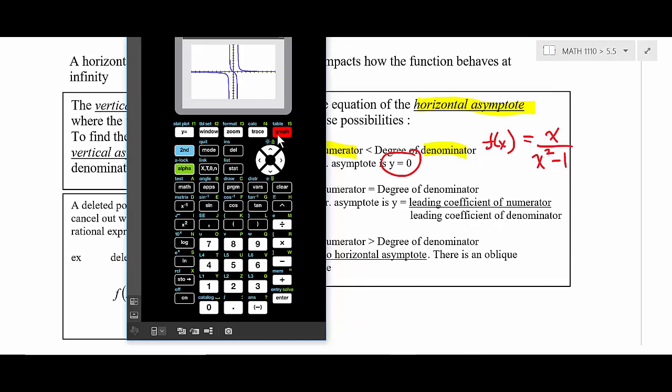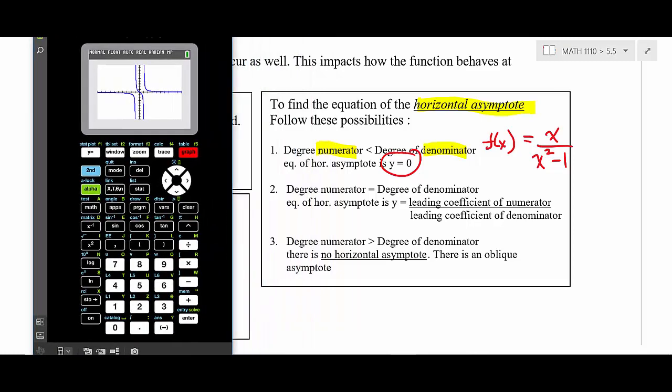Does that make sense to you? Okay, so that's what a horizontal asymptote does. Okay, let me give you an example of this case number 2 here. Let's say you have, just write down this example. Let's say that we have f of x equals 2x minus 1 over x plus 2.